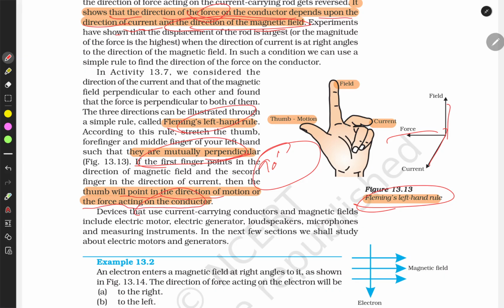So suppose here, in Fleming's left hand rule, the middle finger shows the direction of the current, the index finger shows the magnetic field direction, and the thumb shows the force on it.